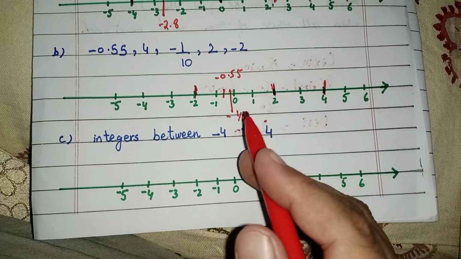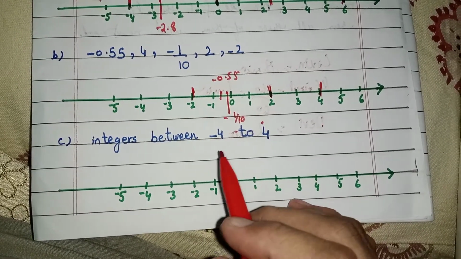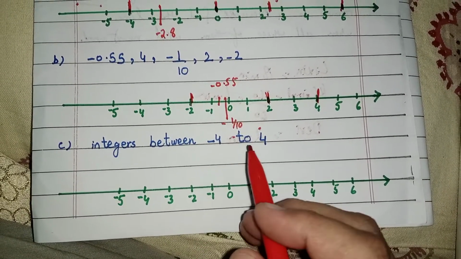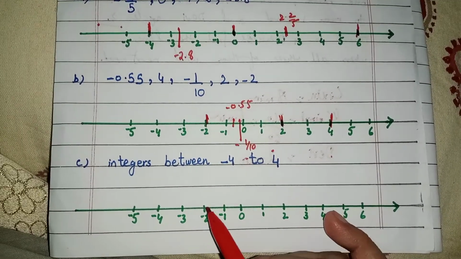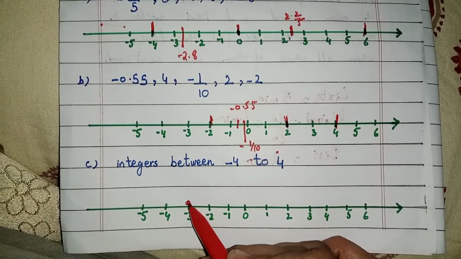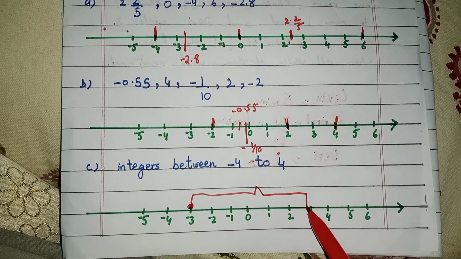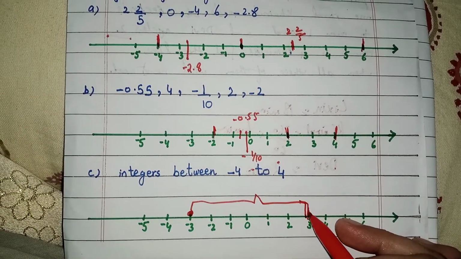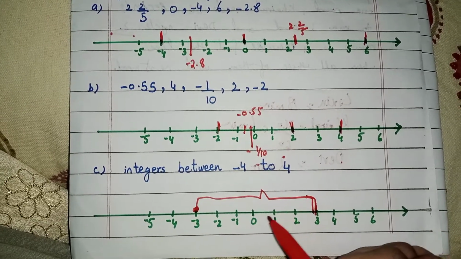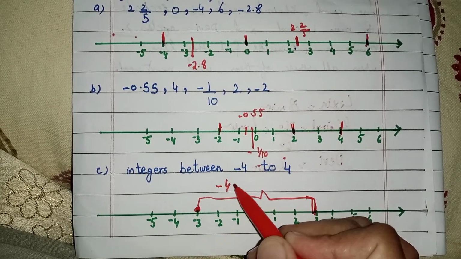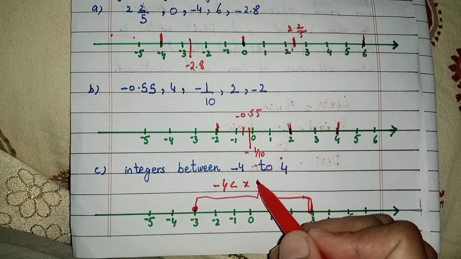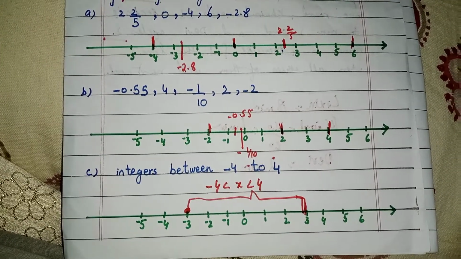Similarly, integers between minus 4 to 4. Between means minus 4 and 4 are not included. So, integers from minus 3 to 3. These are between minus 4 and plus 4.